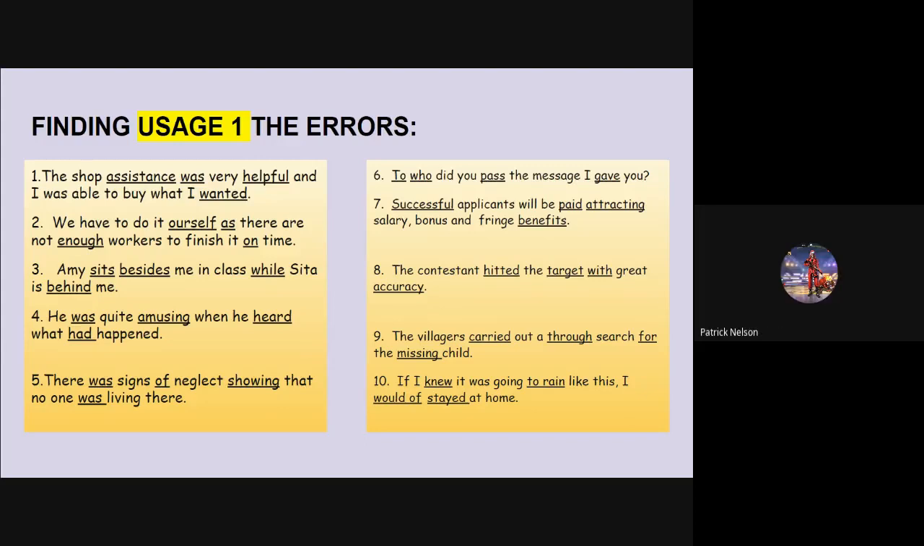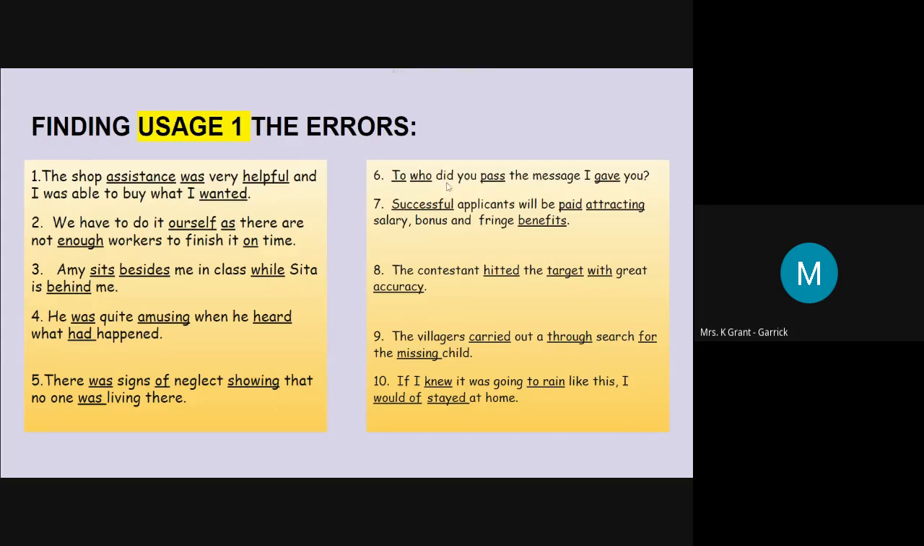He said there was signs of neglect showing that no one was living there. What's wrong with that? Showing. You think so? Would you say there was signs or there were signs? Yes, it's a was. It is a was that is off.